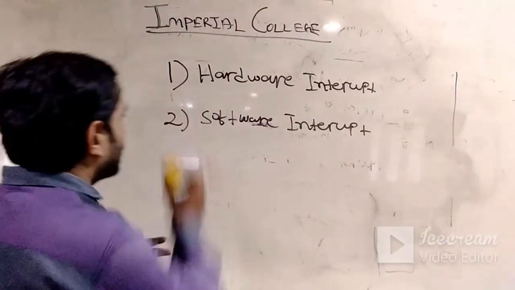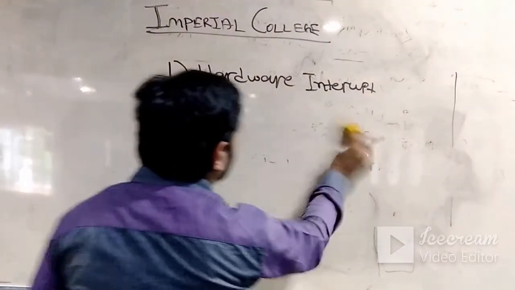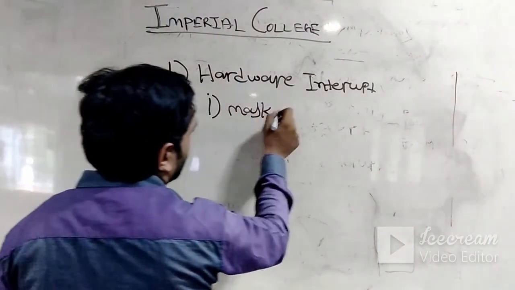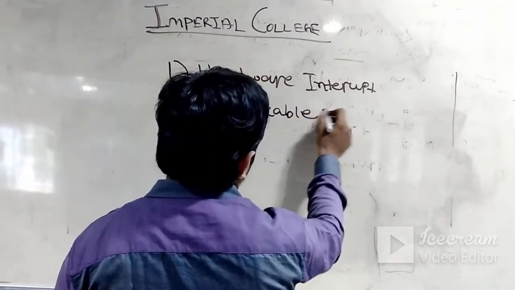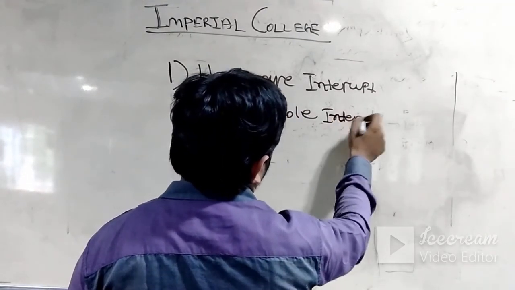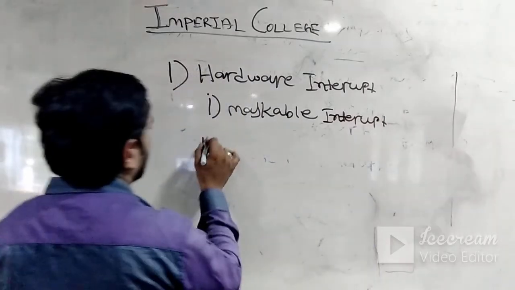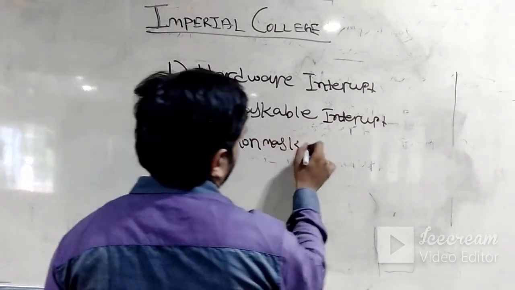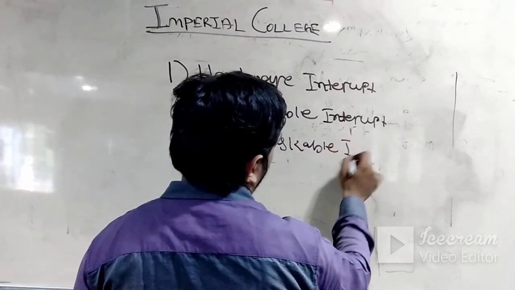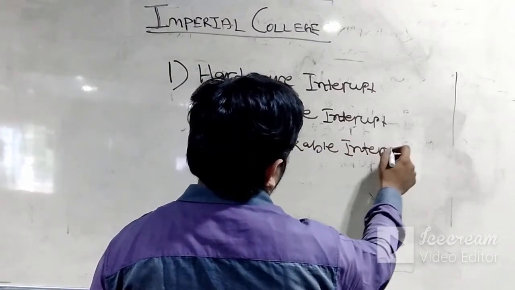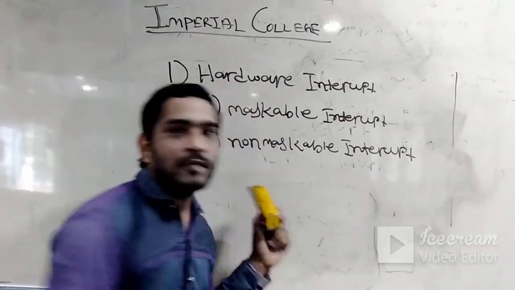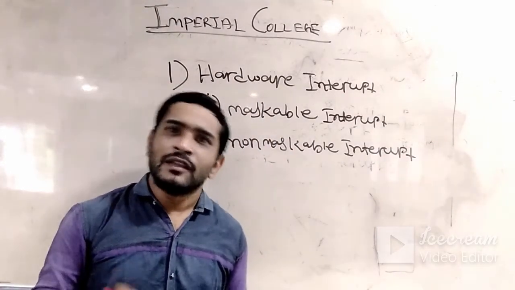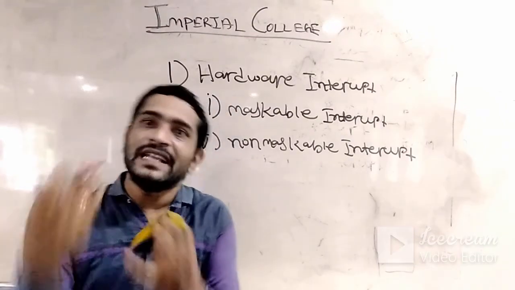A hardware interrupt is again of two types: maskable interrupt and non-maskable interrupt. A maskable interrupt means an interrupt which can be delayed.